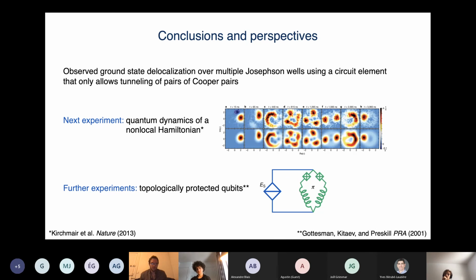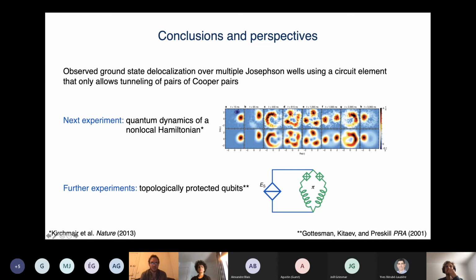So that's basically it. I think our main conclusion is that we have observed a pretty unambiguous signature of ground state delocalization. And it's a circuit that uses only conventionally fabricated Josephson junctions, but with more complicated circuit quantization type engineering.